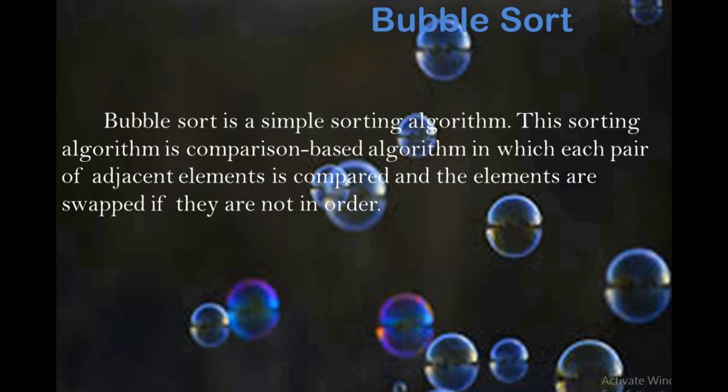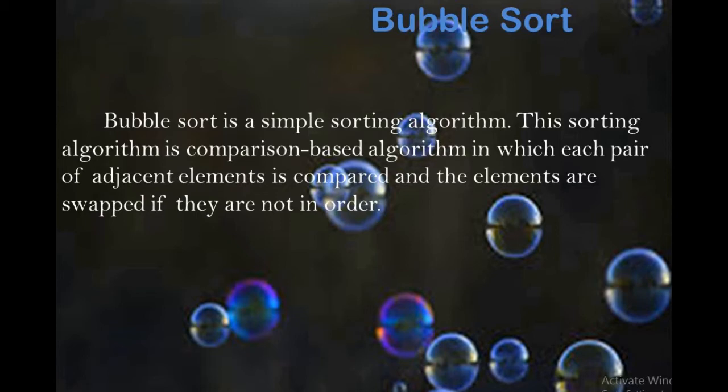Bubble sort. Bubble sort is one of the simplest sorting techniques. It's the basic operation of data structure. This sorting algorithm is a comparison-based algorithm in which each pair of adjacent elements is compared and elements are swapped if they are not in order. This algorithm is not suitable for large data sets.